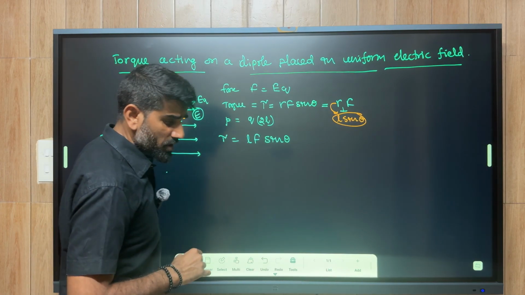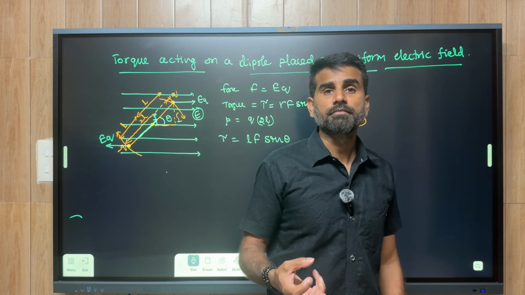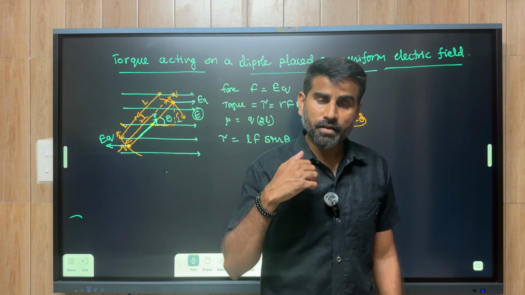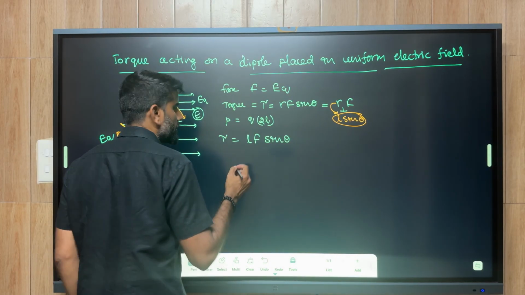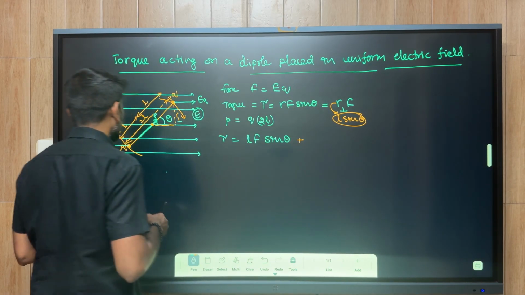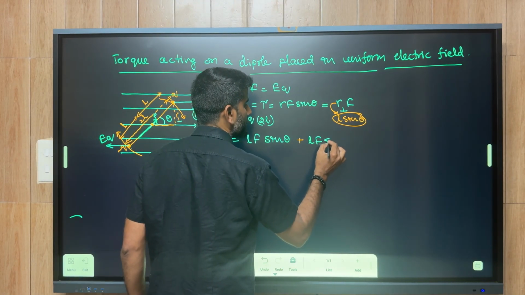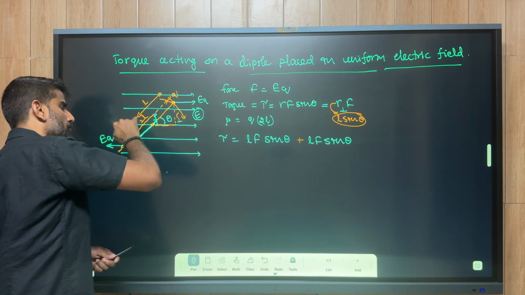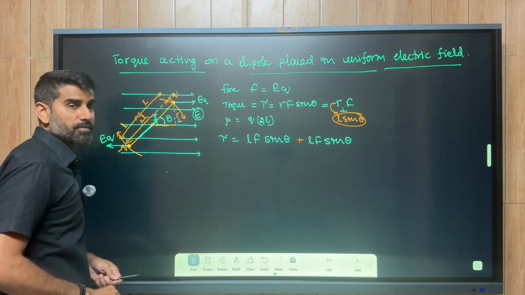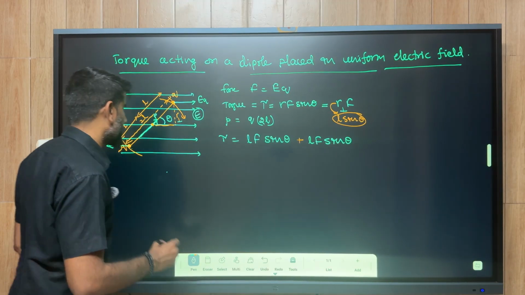As torque is a vector quantity, we cannot add the torque directly; rather, we add the torques vectorially. As the two torques are acting in the same direction, I am adding them vectorially: LF sin theta, and for this also it will be LF sin theta, because the torque due to this force is also acting in the same direction. I'll tell you in which direction it is acting. Let us understand it even further.